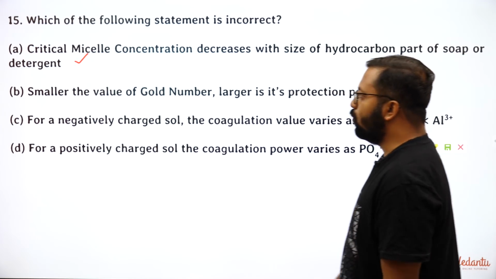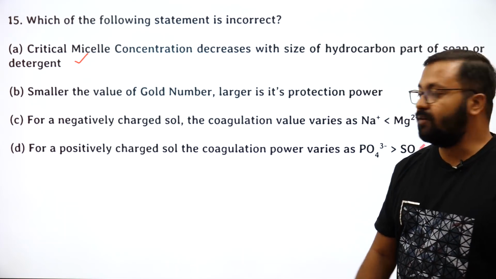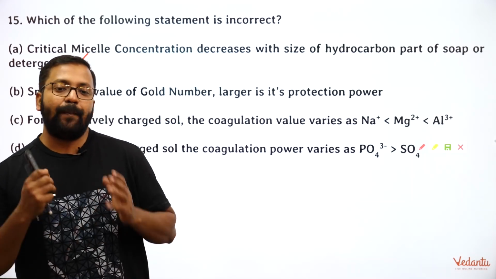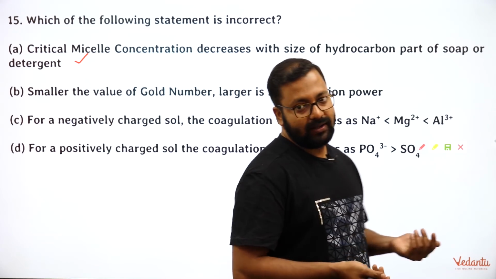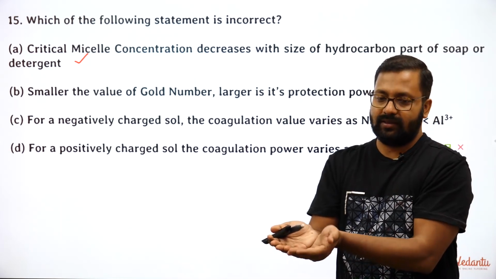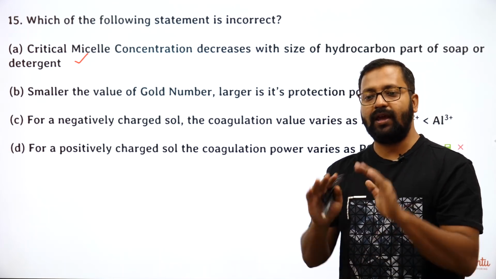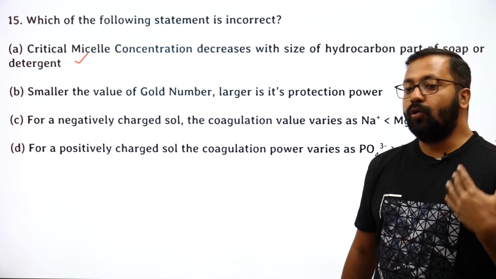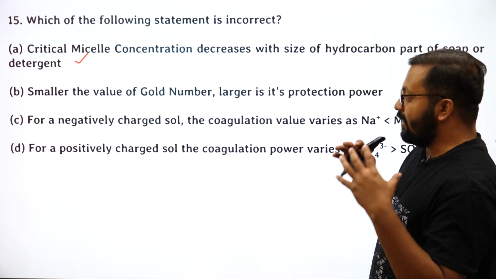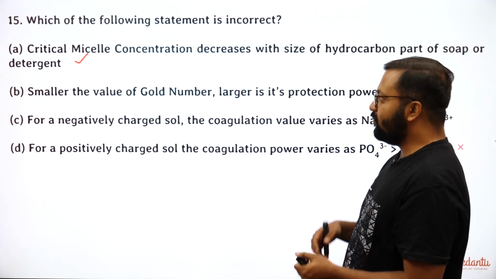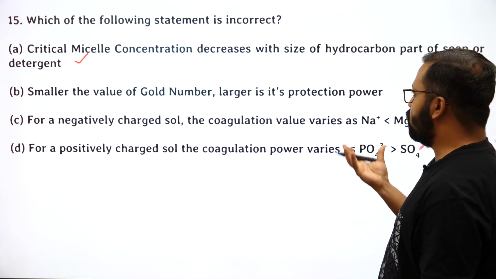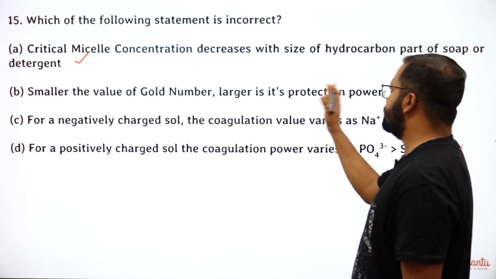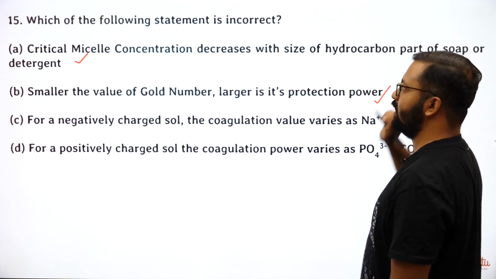Smaller the value of gold number, larger is its protecting power. Gold number measures the protecting power of a lyophobic colloid by a lyophilic colloid. तो lyophilic colloid क्या करता है? उसको सराउंड कर लेता है. ओके, उसको सराउंड करके उसको बोलता है कि भाई तुमको मैं प्रेसिपिटेट होने नहीं दूंगा. Now, the one which has higher gold number means they are required in a larger amount, and if they are required in a larger amount, their protection power is less. So smaller the value of gold number, larger is its protection power, which is also a correct statement.